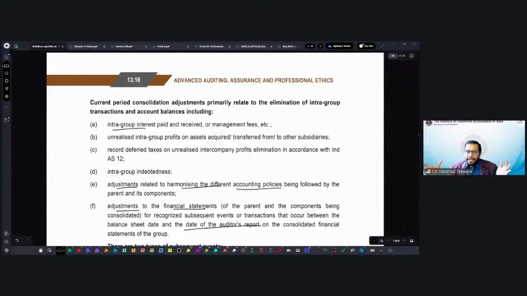Is there any guidance or any standard on what activities are required to be undertaken for the consolidation? Anyone? We have discussed this, the guidance or the standard on the consolidation.